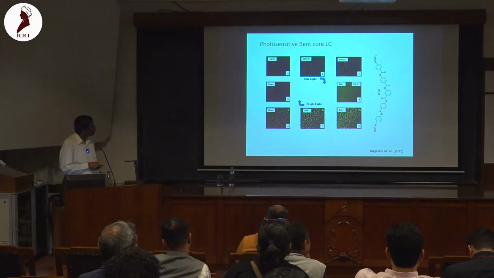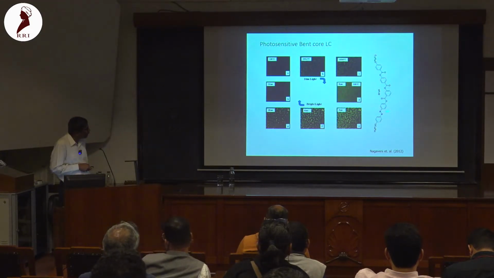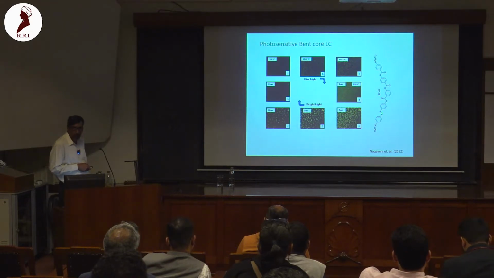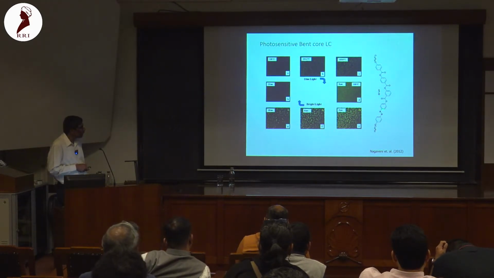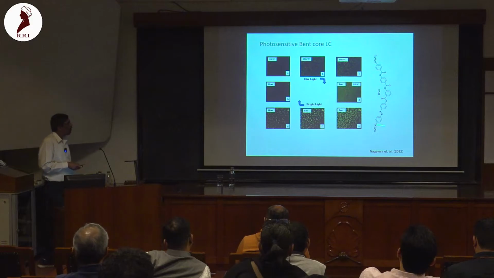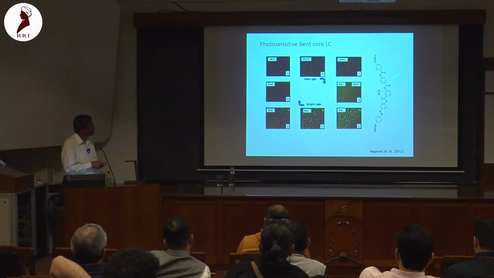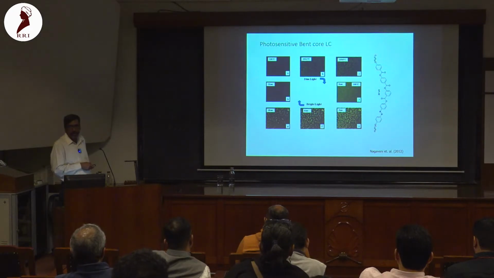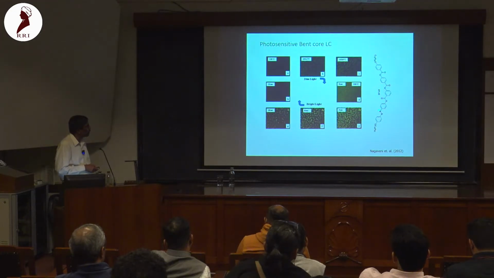Now, there is another molecule here. This is also a bent-core molecule, but here there is a group called the azo group, N double bond N. This azo group is light sensitive. In one state it is a trans state like this, or if you shine light of some frequency, it will change to a cis state. So the structure of the molecule is light sensitive. So we tried to see if these molecules form liquid crystalline phases, and if I shine light, can I change the state of the material?